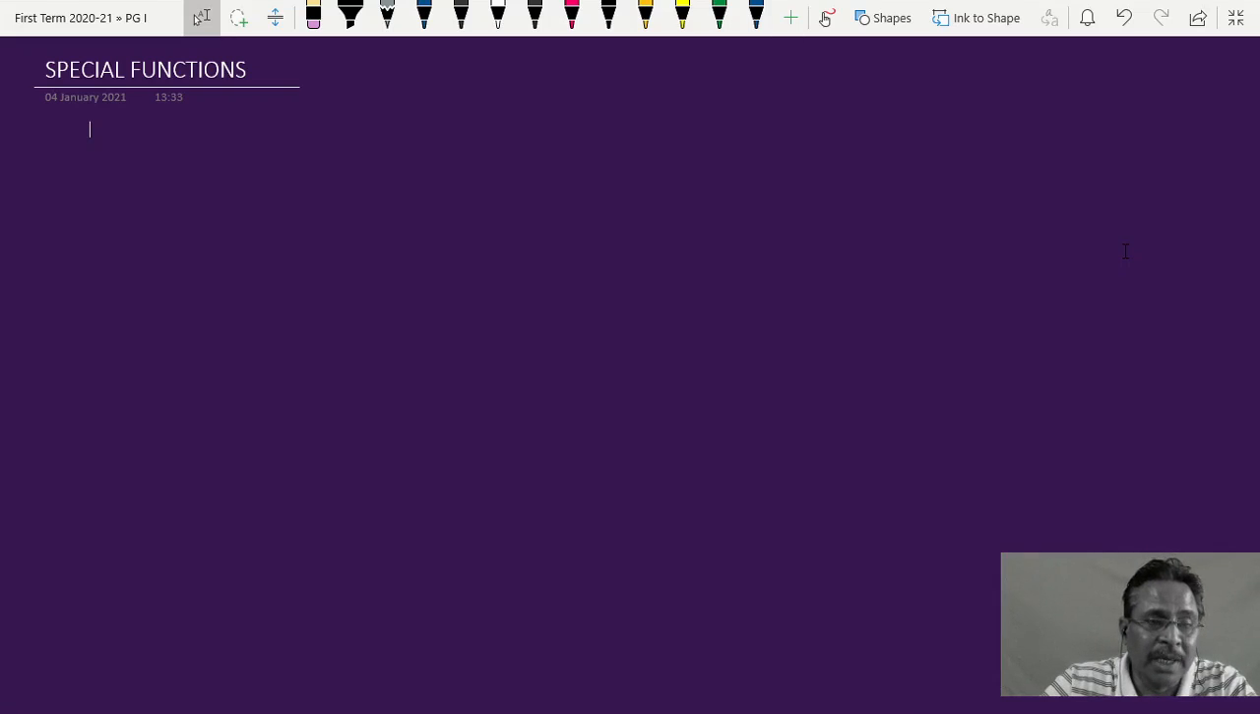So right from the beginning we are going to discuss three different types of functions. These are called special functions. The first one is the Legendre function, the second is the Hermite function, and the third one is the Bessel function of the first kind. Now one will wonder why these functions are called special functions and where these functions come from.